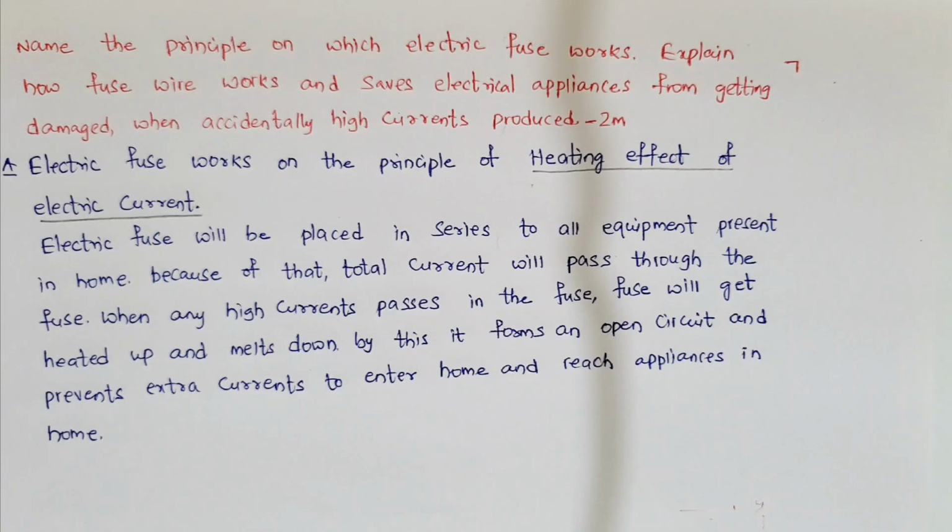When lightning happens, thunder happens, what happens? More current will be induced in the conductors which are in the streets, and that high current will enter our home. Because of that, all our electrical appliances like TV, mobile, laptop, chargers, these all will get damaged. So to prevent that, we use a fuse.